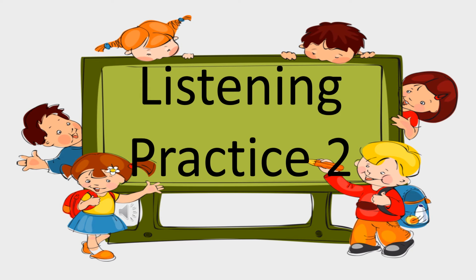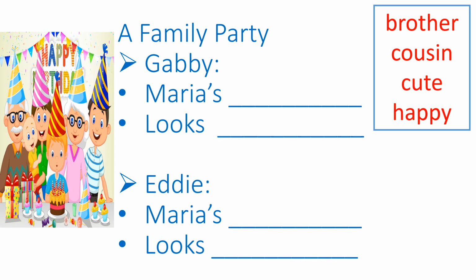For listening practice 2, the first activity that you will do is to take down notes. So you have to listen first to the dialogue and then you have to choose from the words inside the box. Now the words inside the box are brother, cousin, cute, and happy. Again, brother, cousin, cute, happy. So while listening to the audio, you have to jot down or take note where you should write those words.